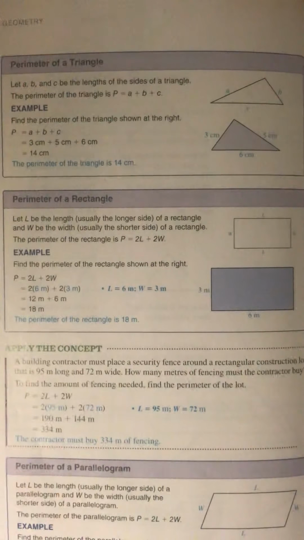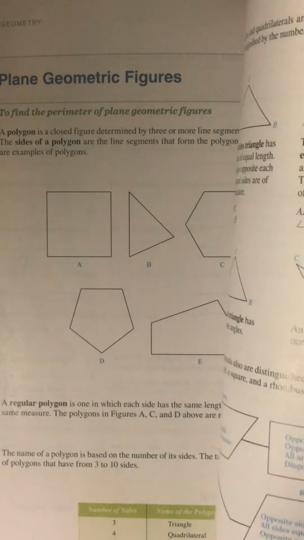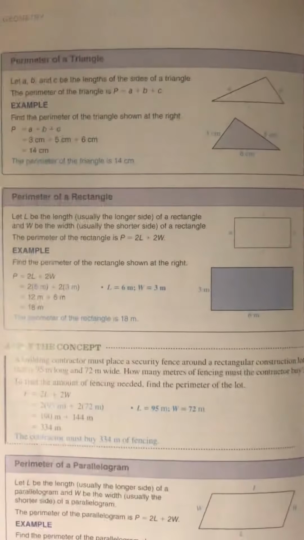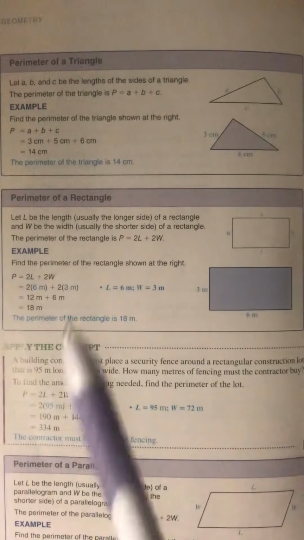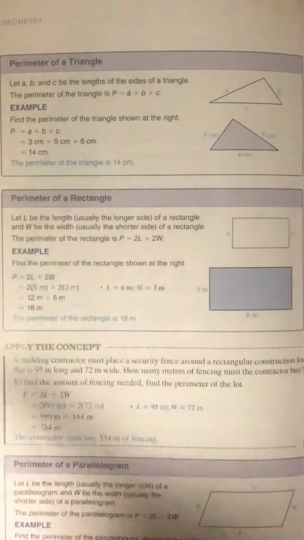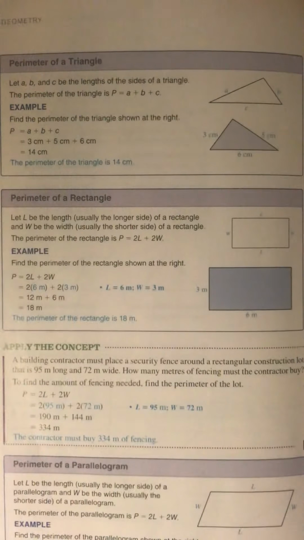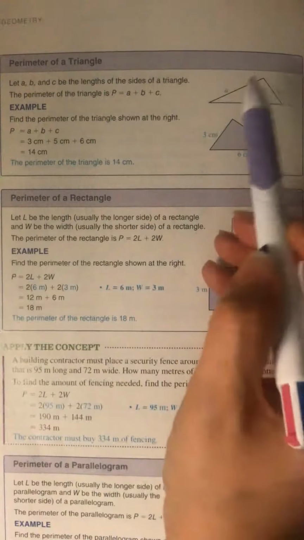So we are on chapter 11, 11.2, plane geometric figures. Please open your books to page 516. I want to talk about perimeter. What is perimeter and how do we measure that? Perimeter is the distance around a shape.